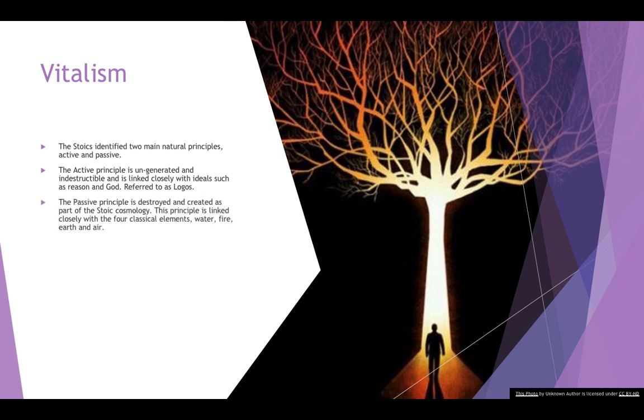A passive principle is destroyed and created as part of the overarching Stoic cosmology, and this is linked closely with the classical elements, the four classical elements of water, fire, earth, and air. So these are things that are ever changing and always being destroyed and recreated. So these are the two main principles within the theory of Stoic physics. The idea that we've got things that are indestructible like God, and we've got things that are ever changing and destroyed and recreated all the time like water, fire, earth and air.